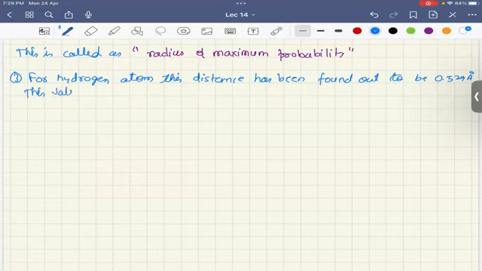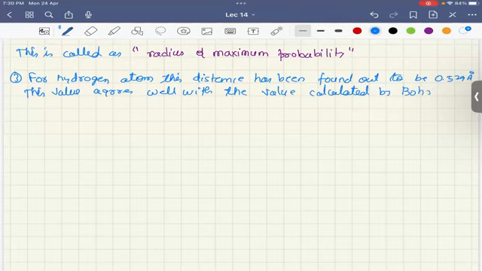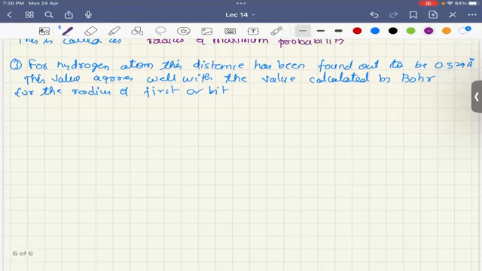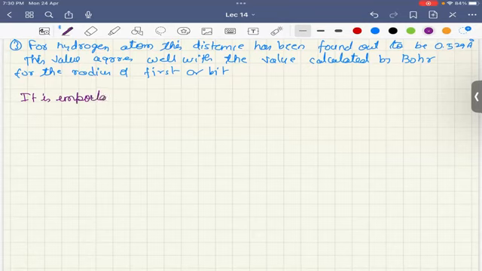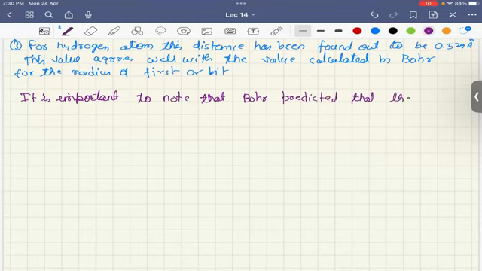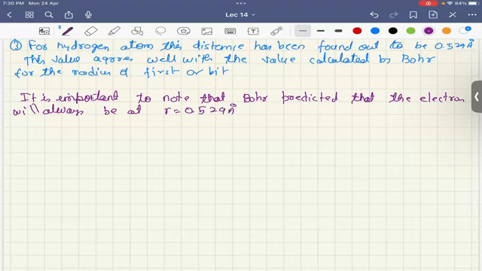And this value agrees well with the value calculated by Bohr for the radius of first orbit, right? However, it is important to note that Bohr predicted that the electron will always be at r equals 0.529 angstrom for hydrogen atom, right?